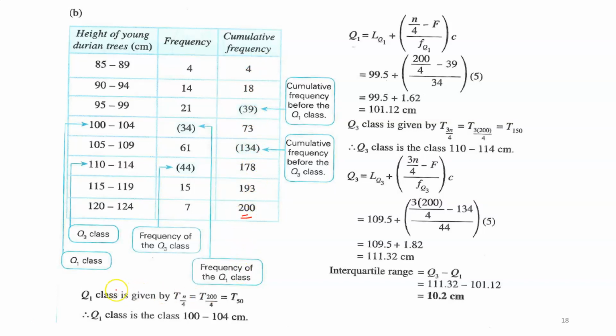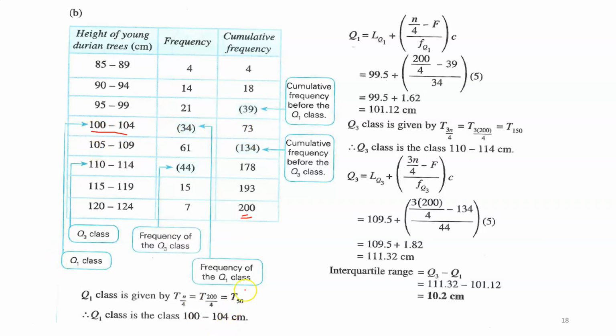So Q1, dia kata Q1 class is given by Tn over 4. So T 200 bagi 4 you get T50. T50 dekat mana? Over here. You tengok cumulative frequency 73. Yang 50 ni T50. Maksudnya dekat sini lah. Okay? Dekat sini. This is your Q1 class. Ni nah. Ni Q1 class kamu.